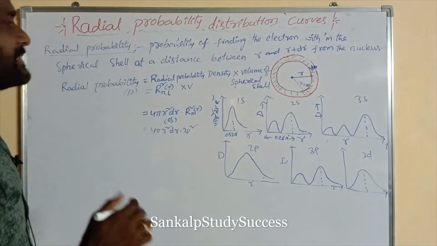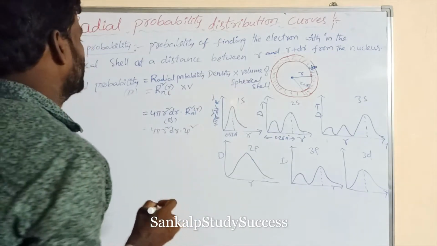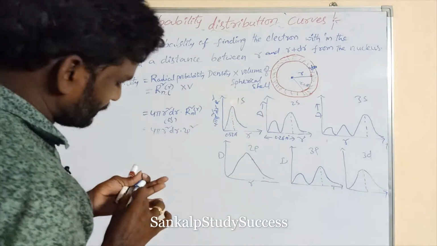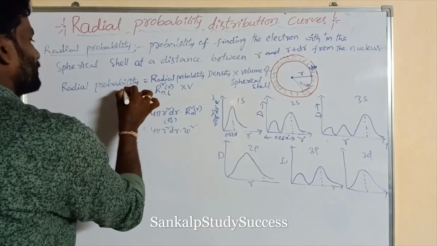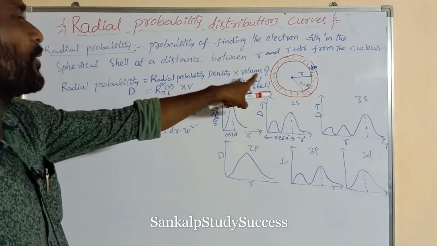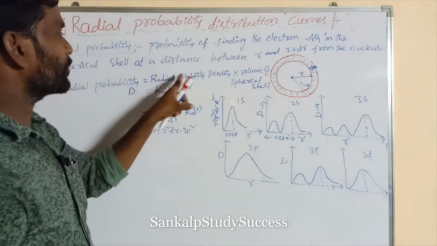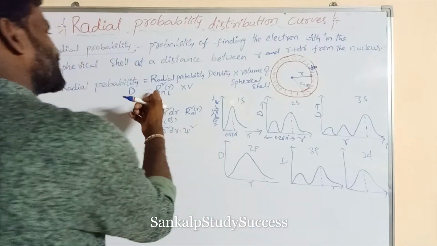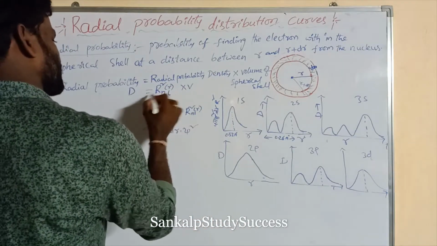So radial probability is equal to radial probability density into the volume of the spherical shell. Radial probability is represented by capital D. In the previous video, we discussed radial probability density. Radial probability density is psi square or R square.